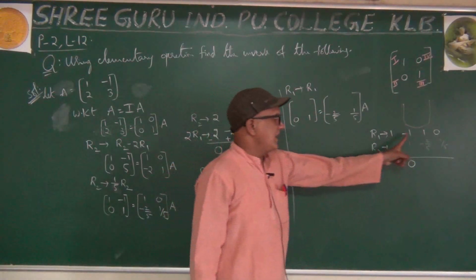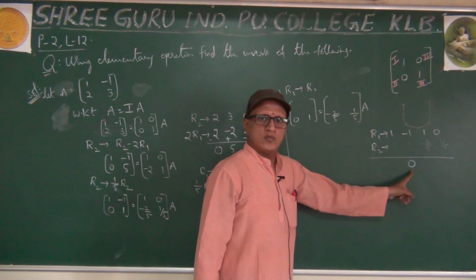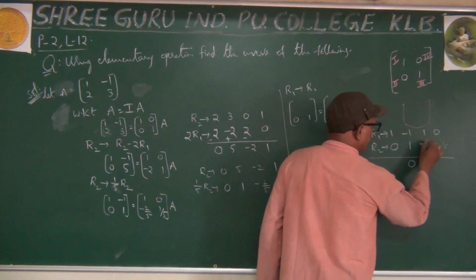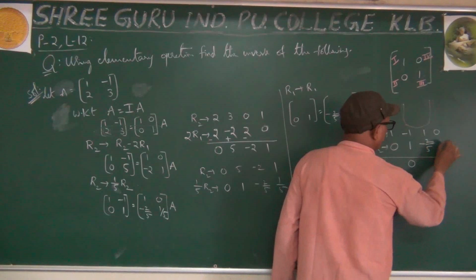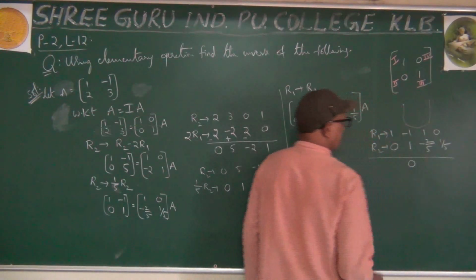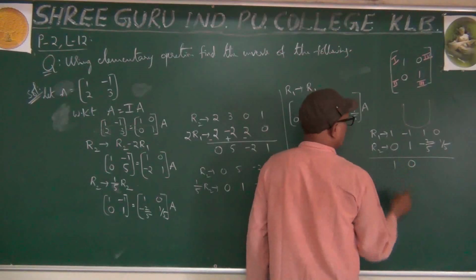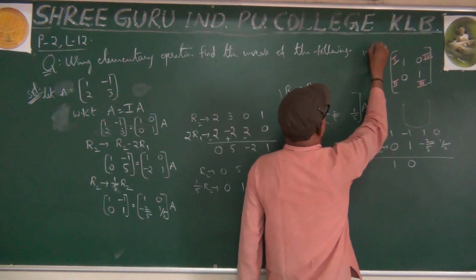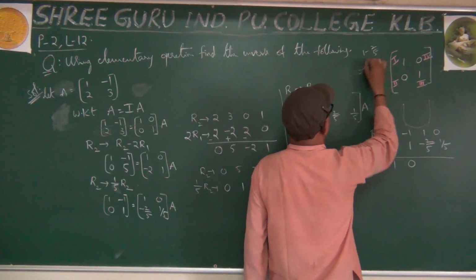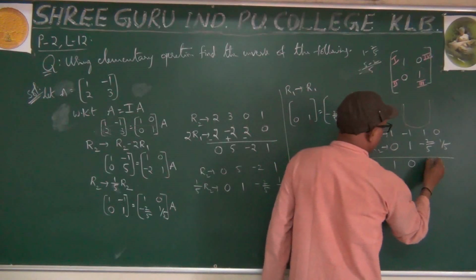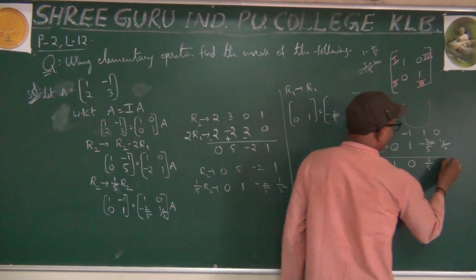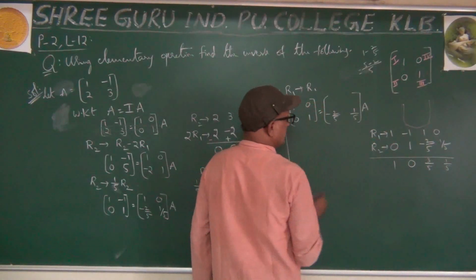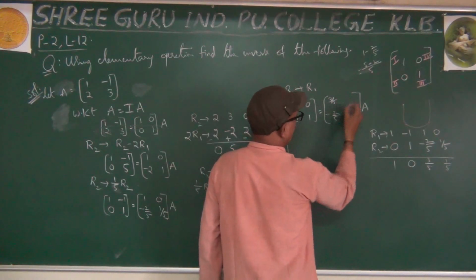Now, minus 1 plus 1 is 0, so just adding both. 1 plus 0 is 1. 1 minus 2 by 5, LCM 5, 5 minus 2, 3 by 5. 0 plus 1 by 5 is 1 by 5. So the first row is 1, 0, 3 by 5, 1 by 5.